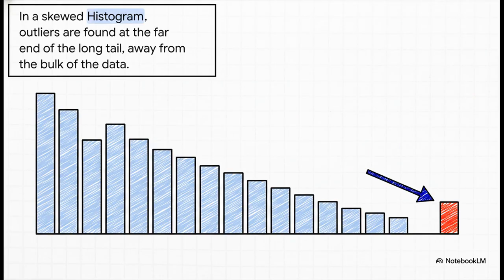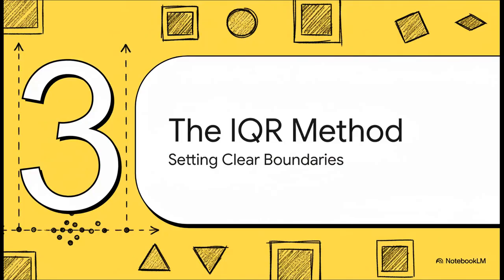And our third tool is the histogram. Now, data isn't always nice and perfectly symmetrical. Sometimes it piles up on one side and creates this long, stretched-out tail on the other. We call that a skewed distribution. And where do you think our outliers are hiding? Yep, all the way at the very end of that long tail, far away from where all the main action is. So looking at charts is a great start. It gives us some really good clues. But to be sure, to get some definitive proof, we need to bring in a little bit of math.